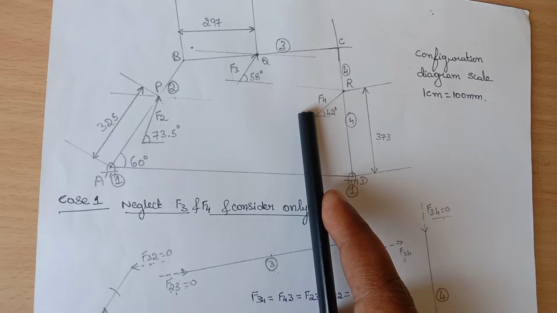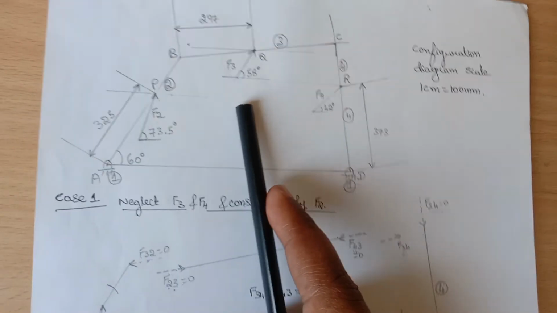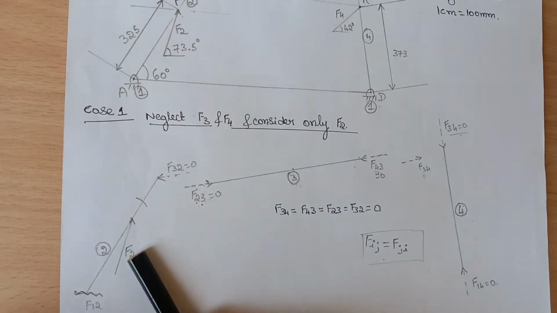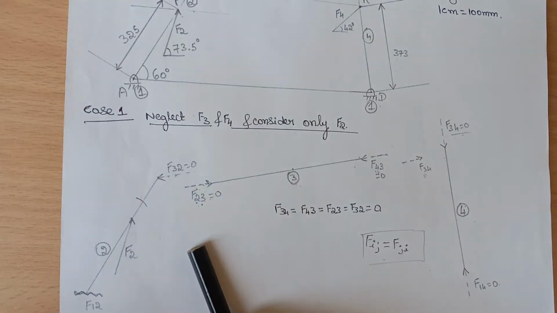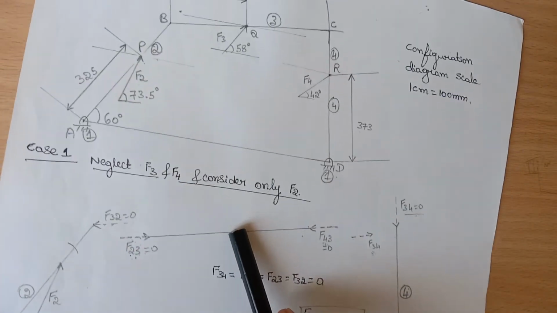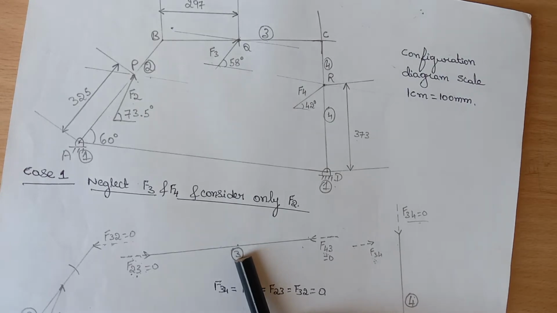Now when I neglect these 2 forces and consider only F2, I have to draw the free body diagram of each of these links. You know that one very well, how to draw the free body diagram. Here, first you identify the member which is subjected to 2 forces. Now link 3 is a member which is subjected to 2 forces.